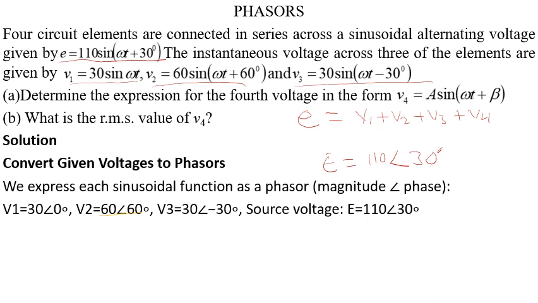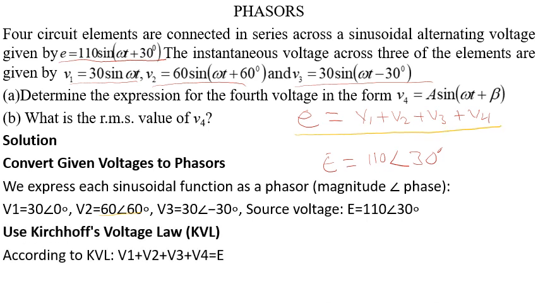Then after doing this, we now have to also apply KVL, just as what I did here. Applying KVL, the voltages were in series, so V1 plus V2 plus V3 equals E. Doing that, we just make V4 the subject. Making V4 the subject becomes E minus (V1 plus V2 plus V3). After doing this, we need to change into rectangular form.